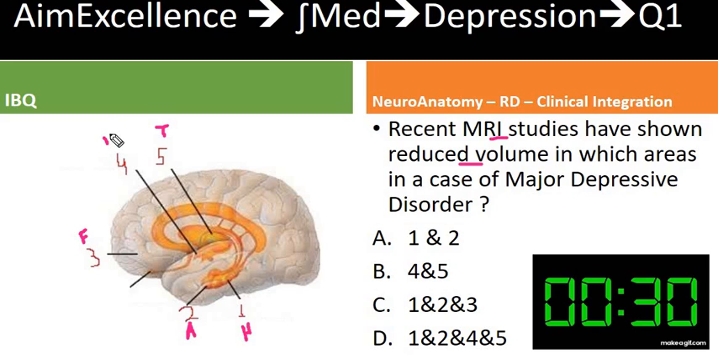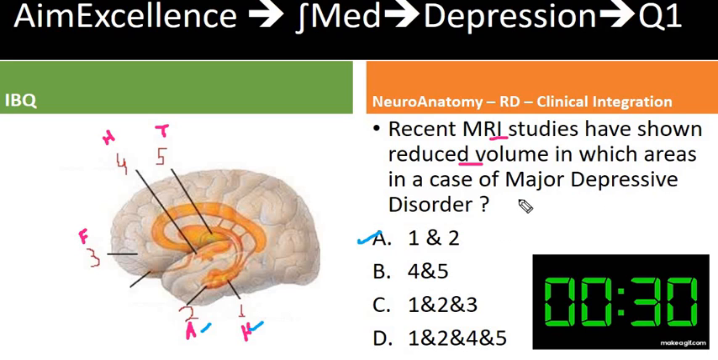So right now we have to understand the question is asking which areas of the brain show reduced volume of gray matter on MRI studies, and that is the answer. Now it is going to be very simple. If you can figure it out, it is amygdala and hippocampus. So the answer will be 1 and 2, amygdala and hippocampus.